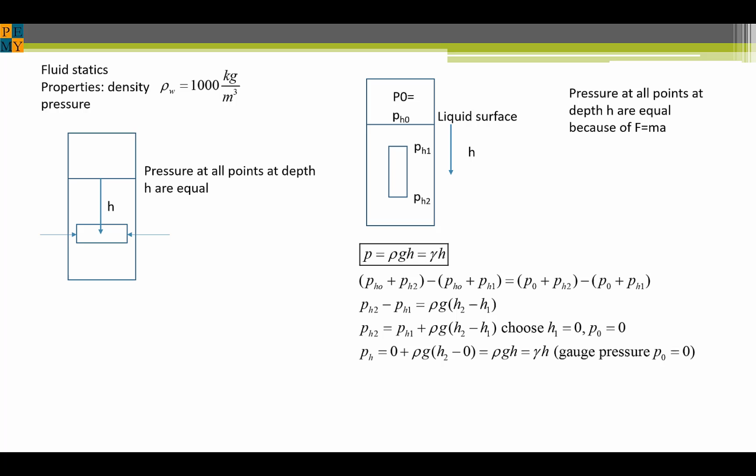Now a few words about fluid statics. If this container has, say, atmospheric pressure here, and this is the liquid surface, we measure H down into the depth of the liquid. A key principle is that at any horizontal line, the pressure is the same everywhere. So it's the same here or here or here or here.